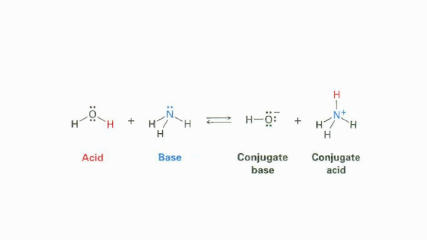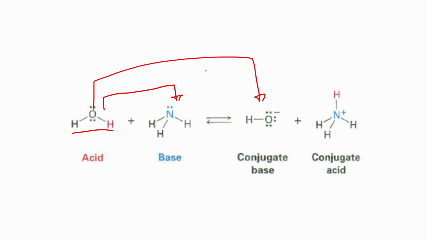Okay, this is just another example. We have water and we have NH3. It forms hydroxide and our conjugate acid, NH4. So water gives a hydrogen ion towards our ammonia, and water becomes hydroxide. Ammonia becomes ammonium ion, and it carries our NH4. Our ammonia received our proton.